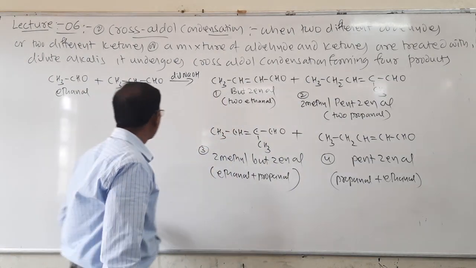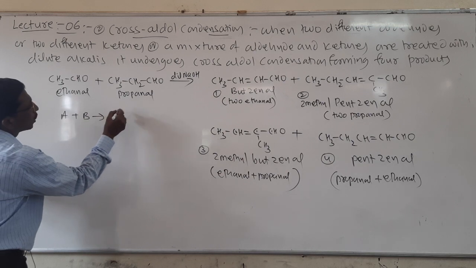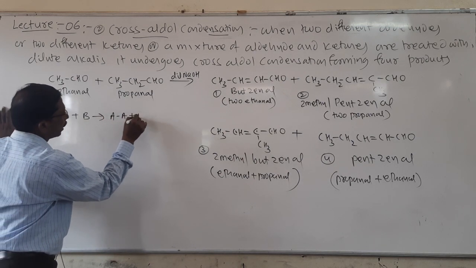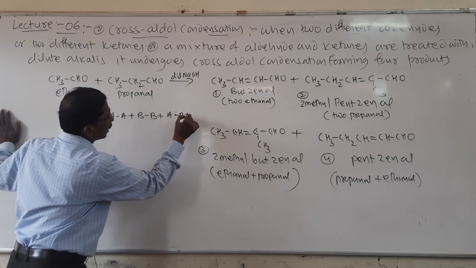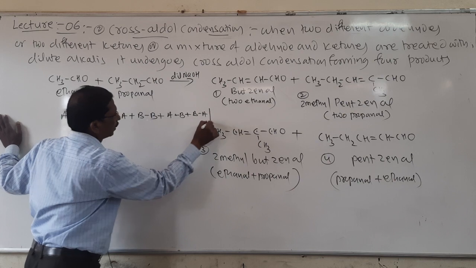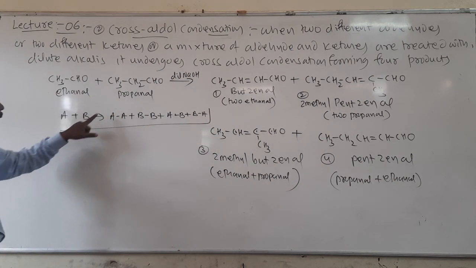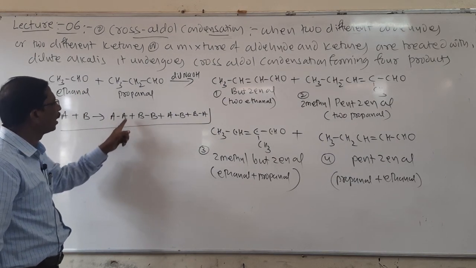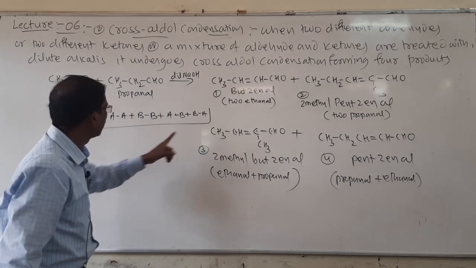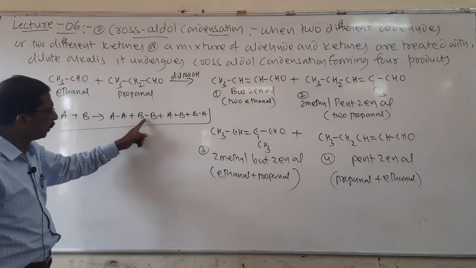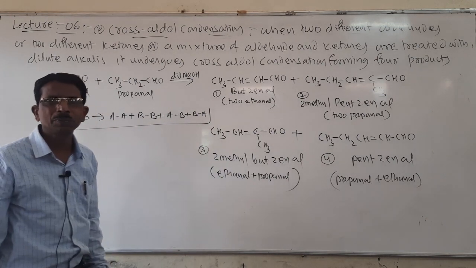So it is similar to that, look here, A plus B gives AA plus BB plus AB plus BA. If ethanal is A and propanal is B, then it gives AA, BB, ethanal plus propanal, and propanal plus ethanal. So it is like this: A plus B gives AA, BB, AB and BA.